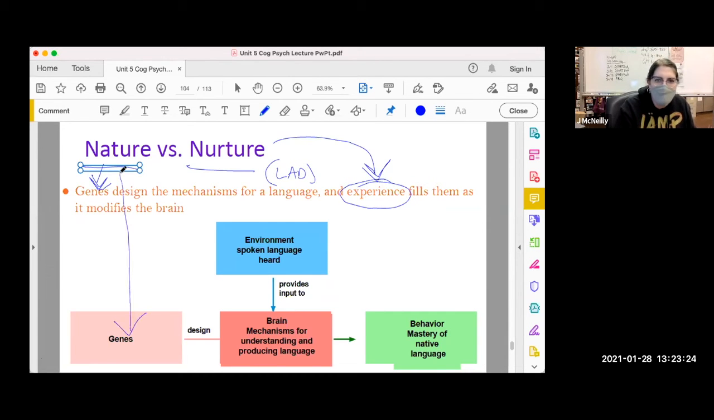So nature, genes, environment, nurture, put them together, fluency. So the answer to, is it nature or nurture? The answer is always yes. Both. Okay. So it's just yes.